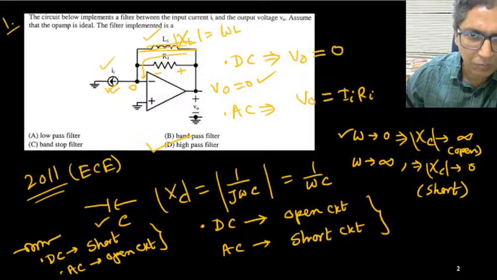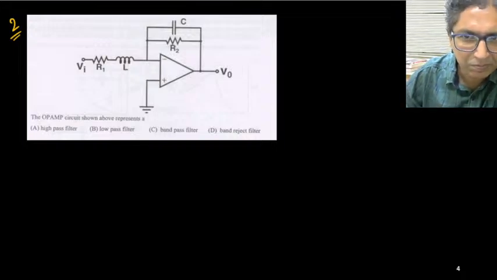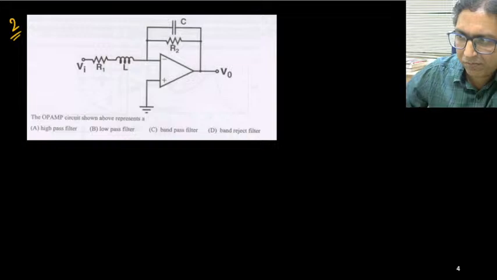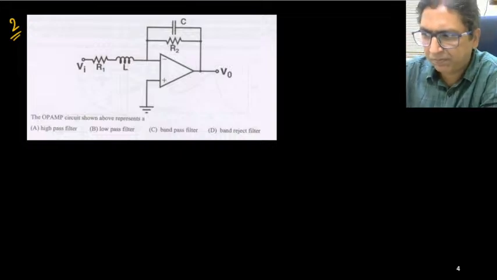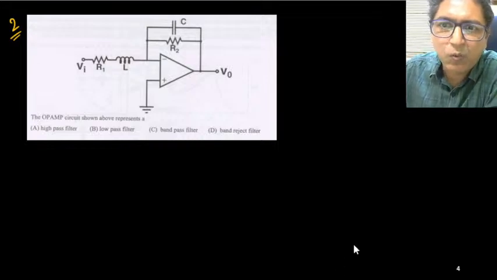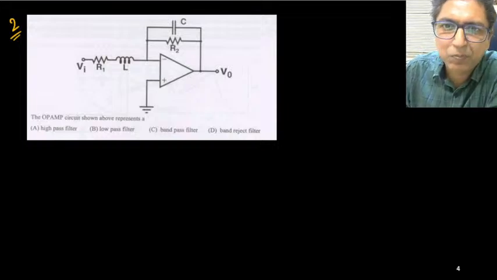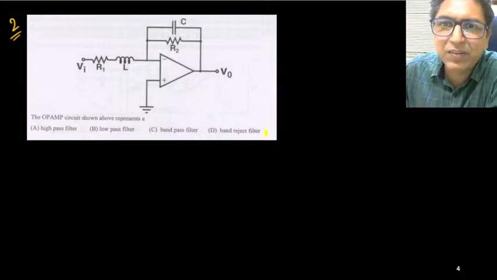So I'll take more problems. The next problem. So can you solve this one? So can you solve this thing, this problem? What kind of filter it is? Simply you need to find out whether this is a low pass filter, high pass filter, band pass filter, or band reject filter.